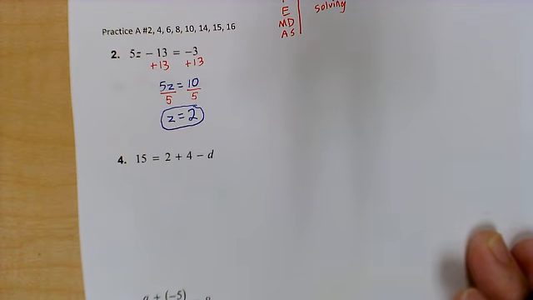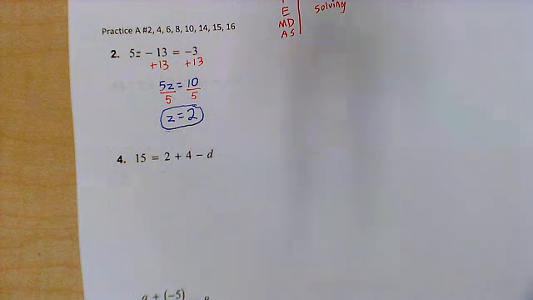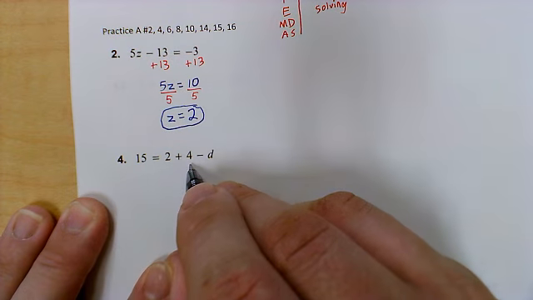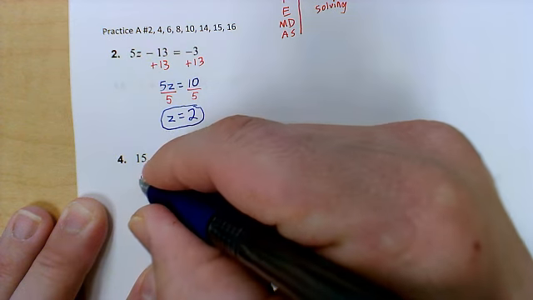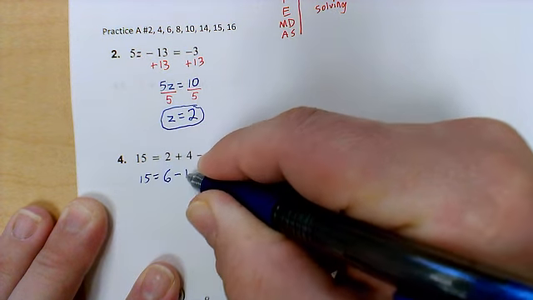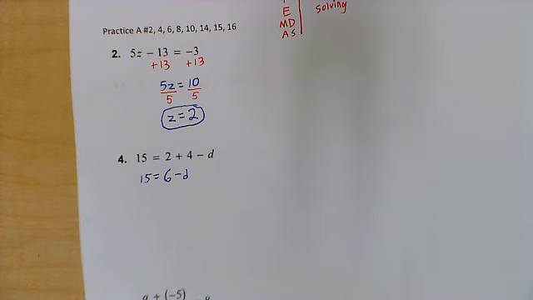Moving right along. So as I said earlier, you should simplify both sides if possible. And here there are like terms to combine. So 15 would equal 2 plus 4, which is 6, minus d. I've not done any inverse operations yet. I simply simplified by combining like terms.